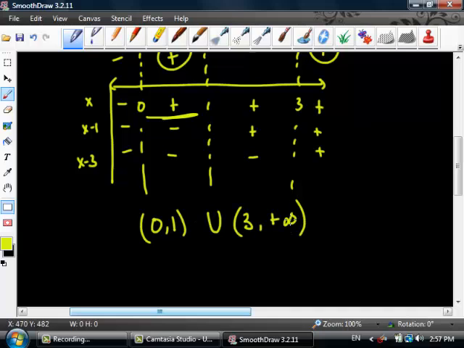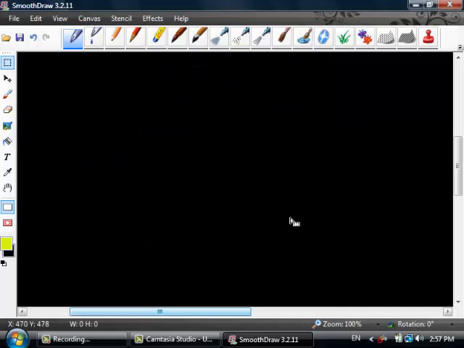Any questions on this problem? Is this pretty doable? Yeah? Cool. All right, let's do something a little bit more challenging. How about something like number 50?